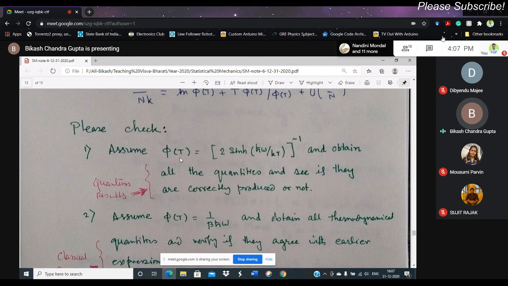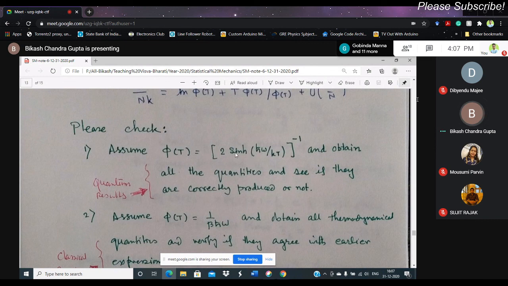And that phi t, if you do the quantum calculation for the oscillator, then the single particle partition function, do you remember, is 1 by 2 sinh of h cut omega by kT, that means beta h cut omega, whole inverse. This was the single particle partition function for our oscillator. Do you remember that? Yes, sir. Okay. If you remember that, or if you don't, go back and check that this is the expression for the single particle canonical partition function for a 1D oscillator.